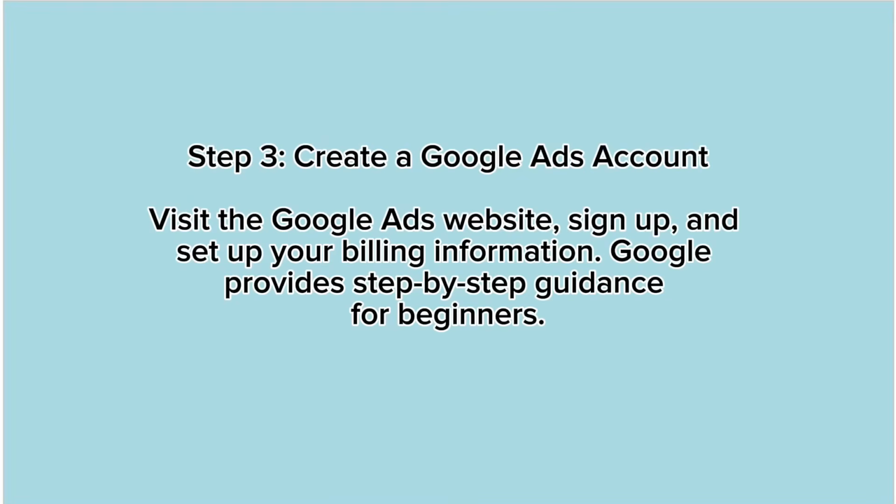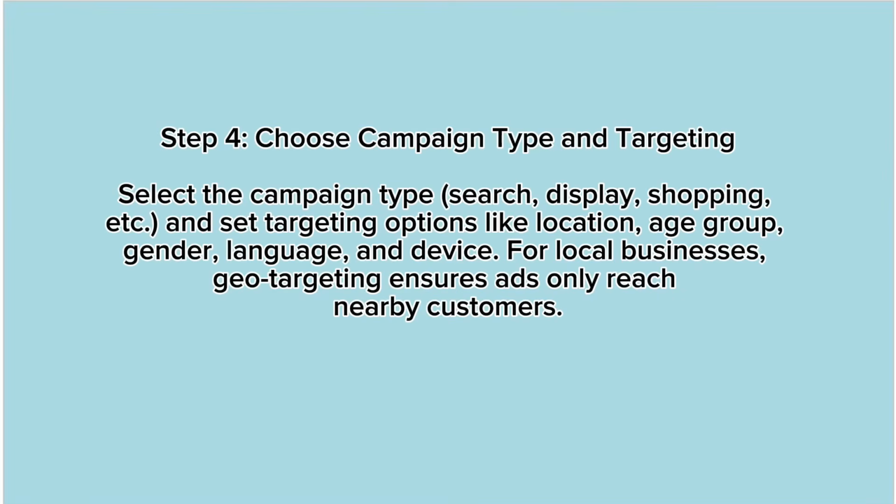Step 3. Create a Google Ads account. Visit the Google Ads website, sign up, and set up your billing information. Google provides step-by-step guidance for beginners. Step 4. Choose campaign type and targeting. Select the campaign type: search, display, shopping, etc., and set targeting options like location, age group, gender, language, and device. For local businesses, geo-targeting ensures ads only reach nearby customers.